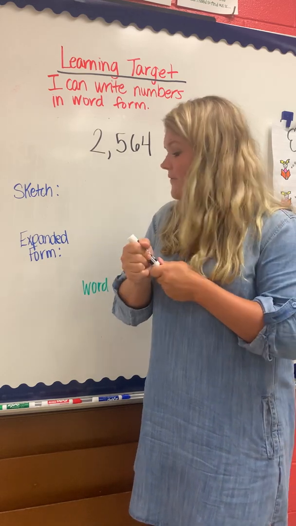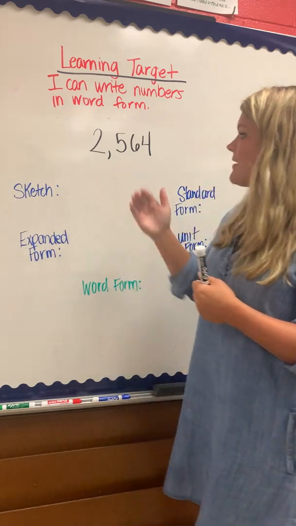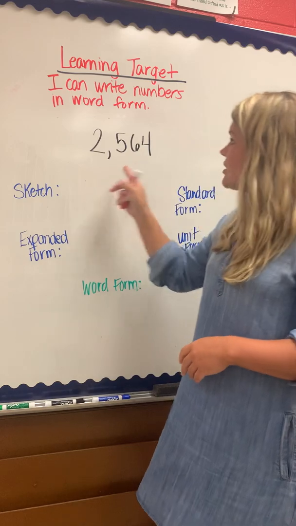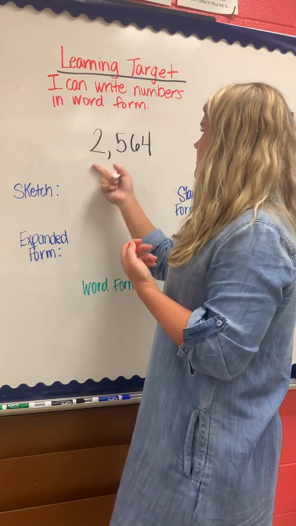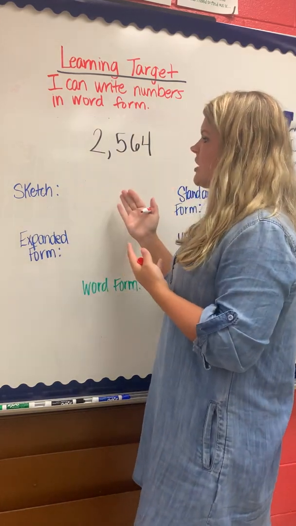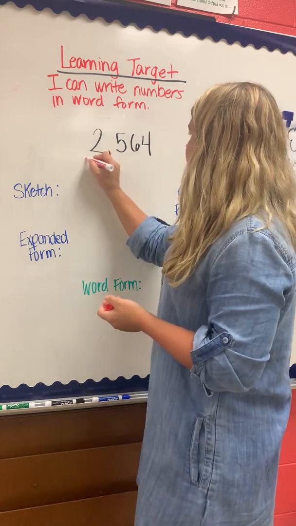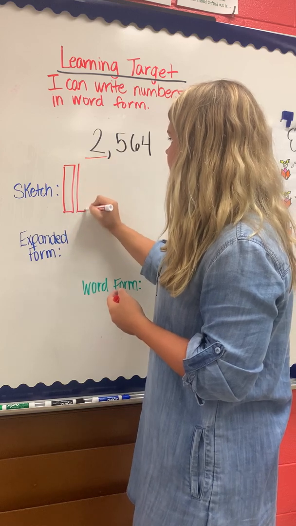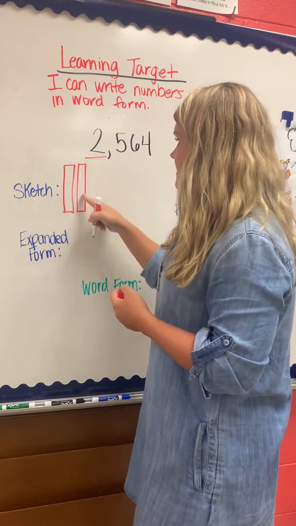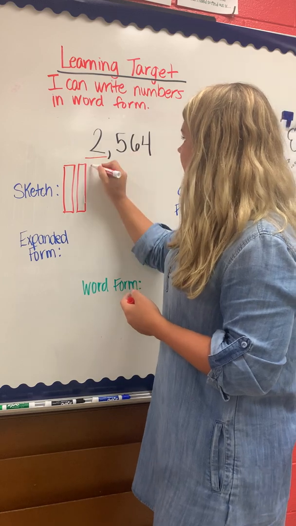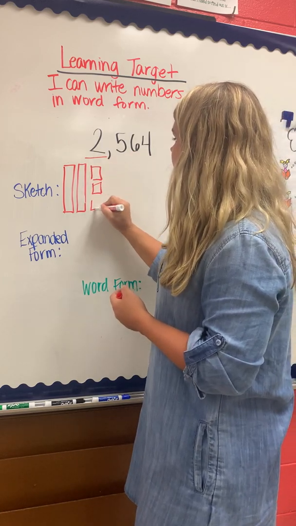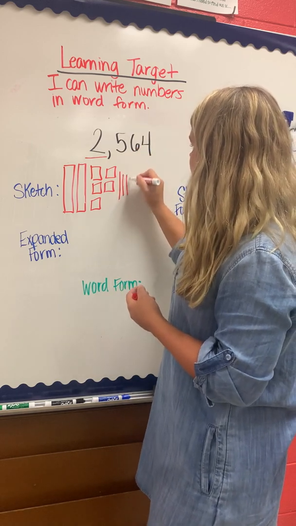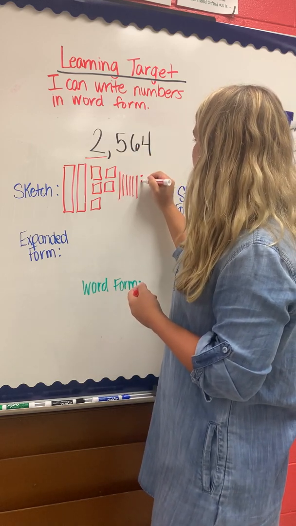All right, boys and girls, you've had some time to work on showing this number in many different forms, so let's do it together. If I were to sketch this number, I would start, well, you can start on either side because you're just sketching out the number. I see that I have 2 thousands, so I'm going to put my big long 1,000 pieces. That represents 10 tens in each of those. Then I have 500s: 100, 200, 300, 400, 500. I have 6 tens: 10, 20, 30, 40, 50, 60, and 4 ones.